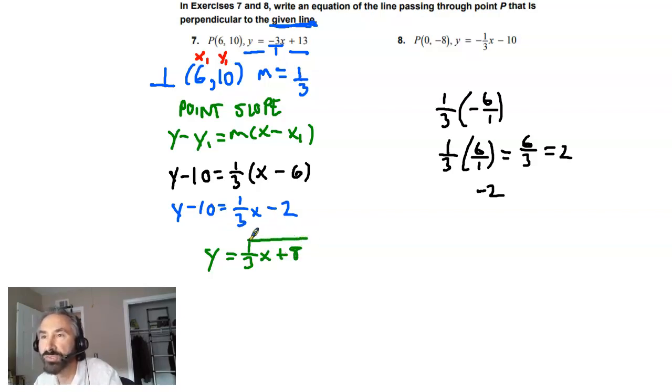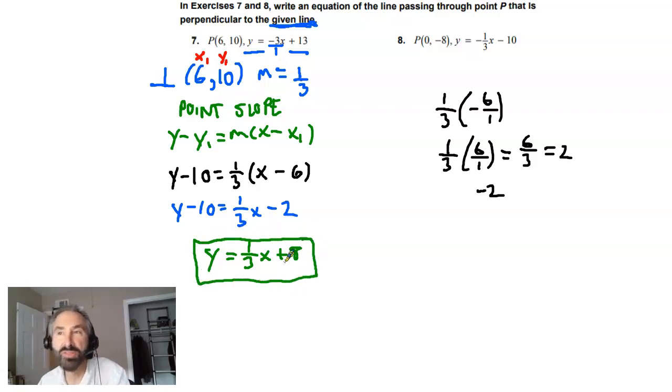And for those of you who saw the previous video with GeoGebra, you may recall that that's the equation that we ended up getting. This is the equation of a line that is perpendicular to this line and goes through point P, which is this point, okay? We were asked to write an equation of a line that passes through point P and is perpendicular to the given line, and that's what this is.